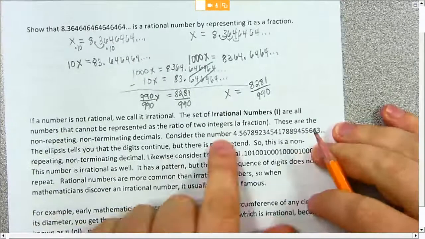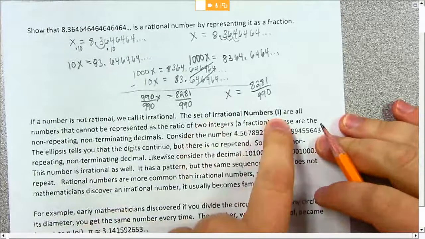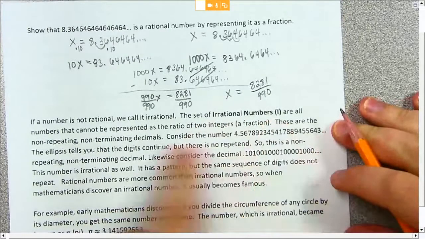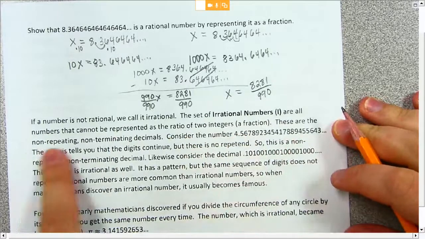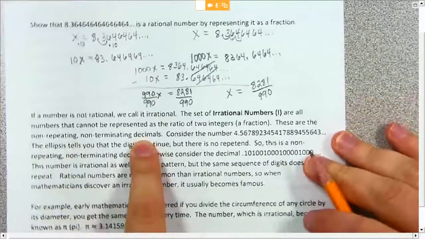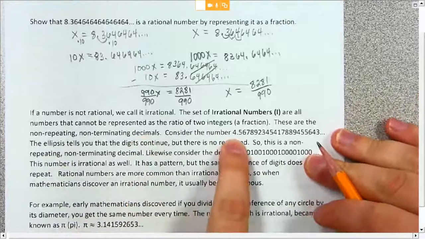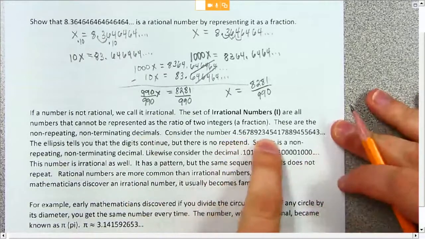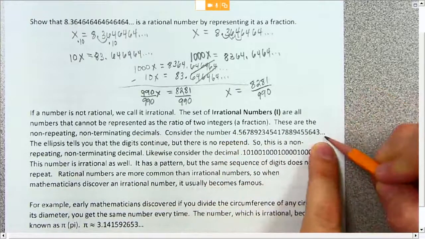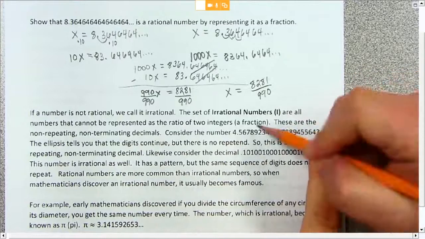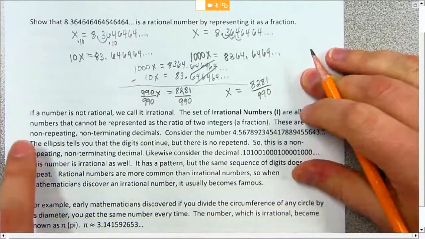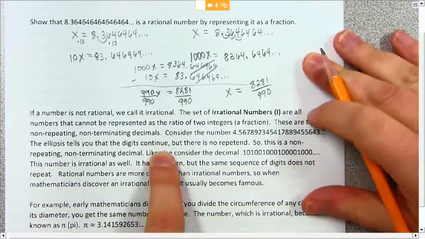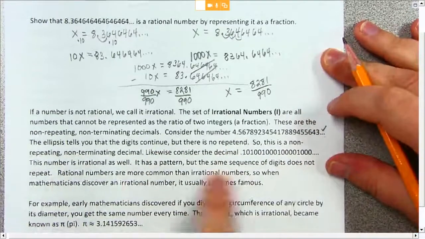So I'll tell you what is not rational. The set of irrational numbers, we represent those using an I, are all the numbers that cannot be represented as a fraction, and these are the non-repeating, non-terminating decimals. Consider the number 4.5678, that whole big number, goes on forever. It doesn't have a repeating pattern. This is an irrational number, okay? The ellipses tell you that the digits continue, but there's no repetend.